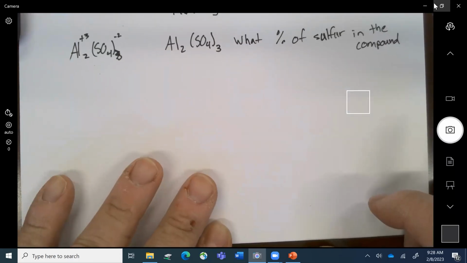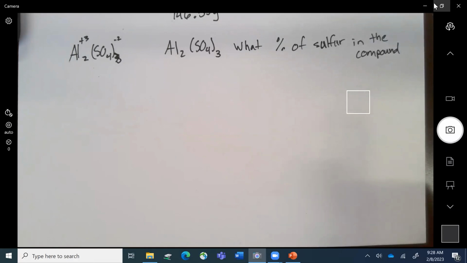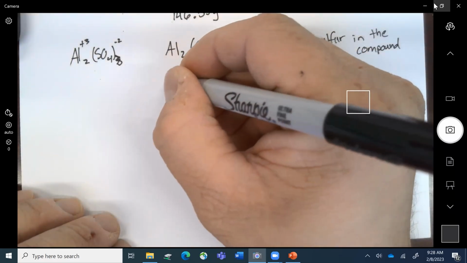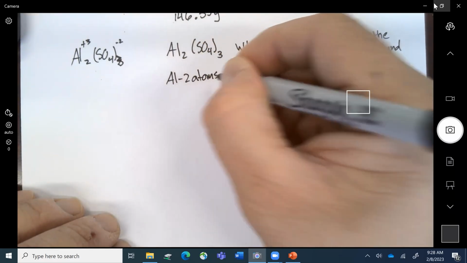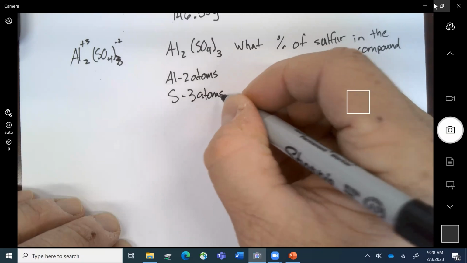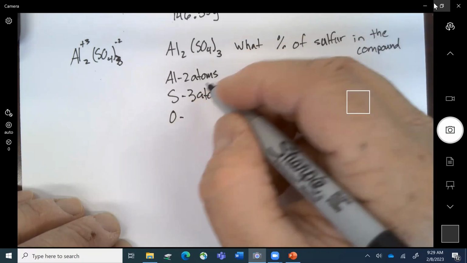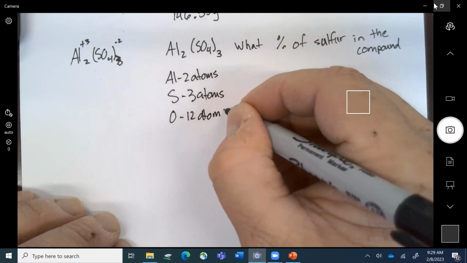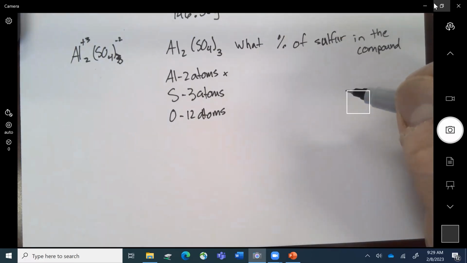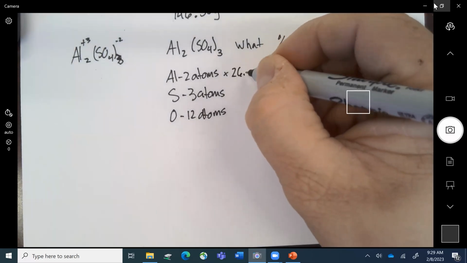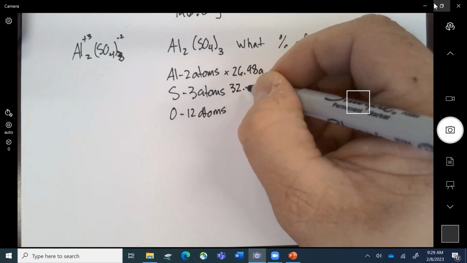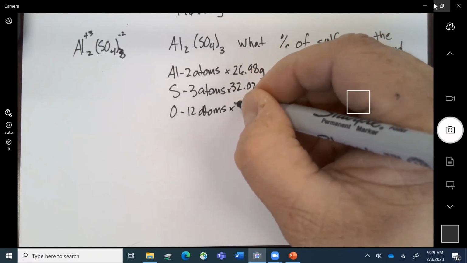I want everyone to do, you know what, I'll do this one and then we'll let you do the next one. This is just like we've been doing. Al, I have 2 atoms. Sulfur, I have 1 times 3 is 3 atoms. And oxygen, I have 4 times 3 is 12 atoms. Aluminum's weight is 26.98 grams. Sulfur is 32.07 grams. Oxygen is 16 grams.